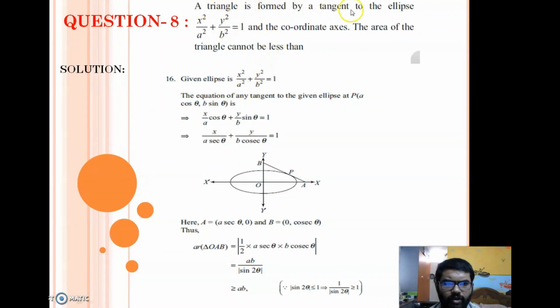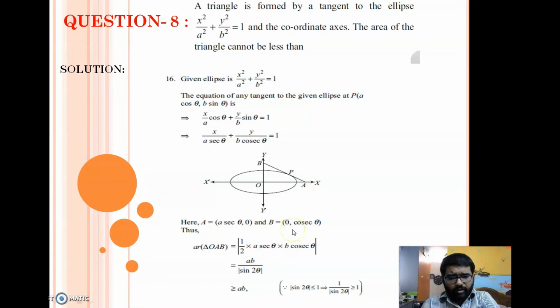Question number 8. A triangle is formed by a tangent to the ellipse x²/a² + y²/b² = 1 and the coordinate axes. The area of the triangle cannot be less than what? Find the equation of a tangent to the ellipse: x/a cos θ + y/b sin θ = 1. And the area of the triangle formed by this tangent with the coordinate axes: we calculate the x-intercept and y-intercept. The x-intercept is a sec θ and the y-intercept is b cosec θ.